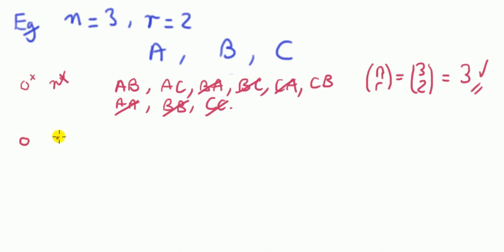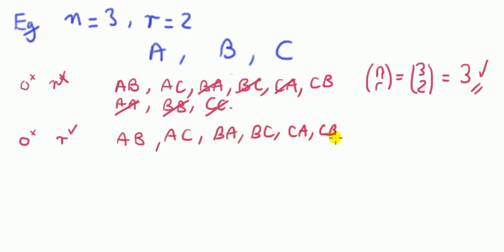Second case: let's say order doesn't matter and we are allowed repetitions. Let's write the whole thing down again: AA, AB, AC, BA, BB, BC, CA, CB, CC. Obviously, if you feel confident, you can just pause the video, try it, and then follow it through. That's the best way to learn.